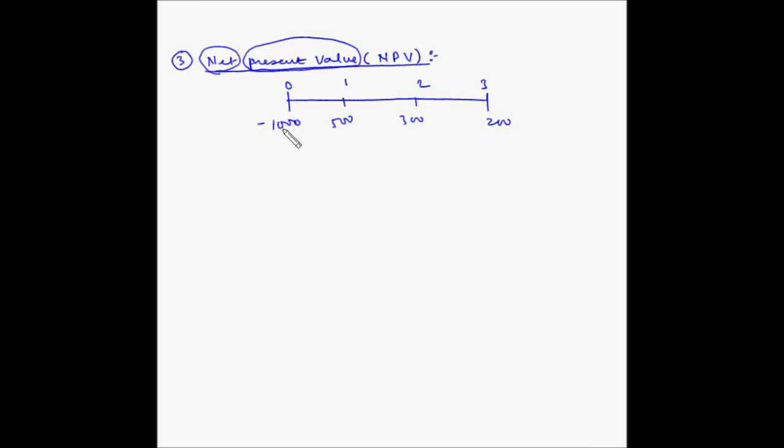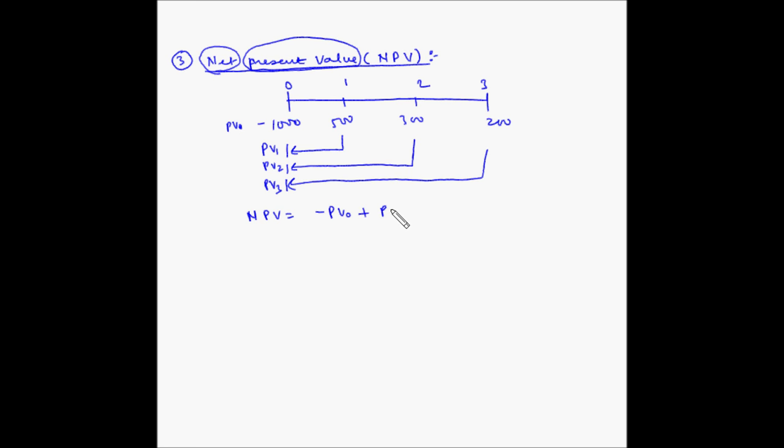So let's say the present value of the cash outlay here is considered PV0. For 500 rupees, let's say the present value is PV1. For 300, let's say it is PV2. And for 200, it is PV3. So basically, NPV will be equal to minus PV0. I mean, if you consider PV0 as 1000, then minus PV0 will make it minus 1000. Plus PV1 plus PV2 plus PV3.